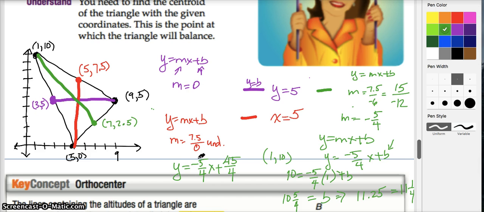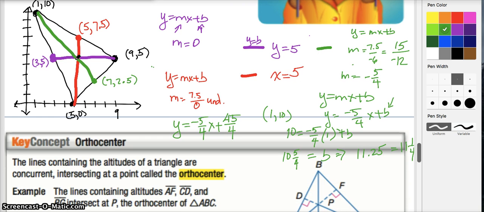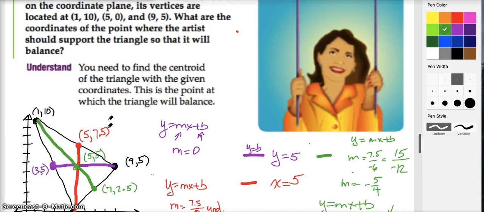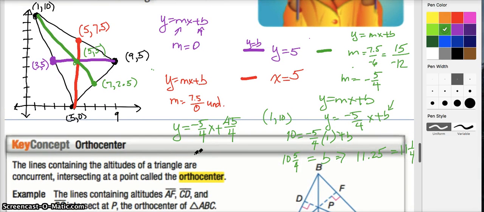So if we were to plug 5 and 5 into this equation, it would work out. I'm saying that (5, 5) is a point. (5, 5) is the orthocenter? Is it orthocenter? I'm sorry, the centroid. Sorry about that. (5, 5) is the centroid, so I'm going to plug in. I see orthocenter here, that's what's getting me crazy. Stay with me. -5/4 times 5 plus 45/4 should equal 5. That's what we're getting.